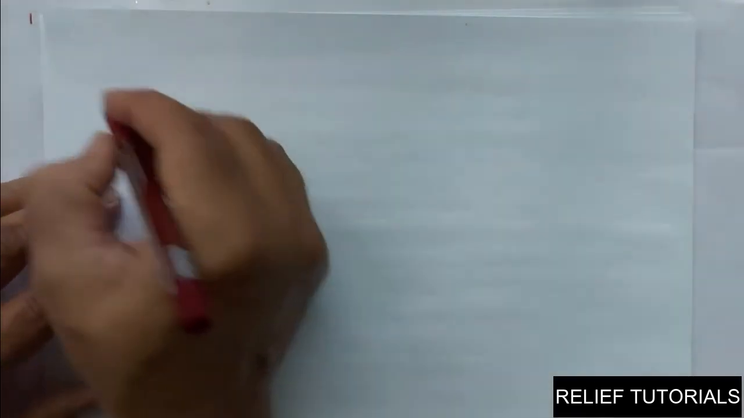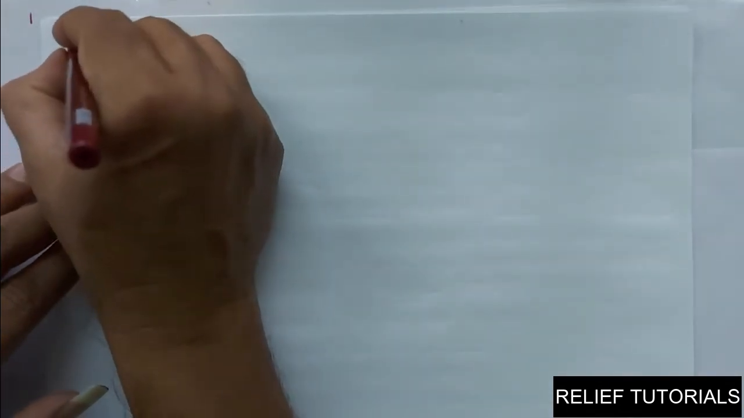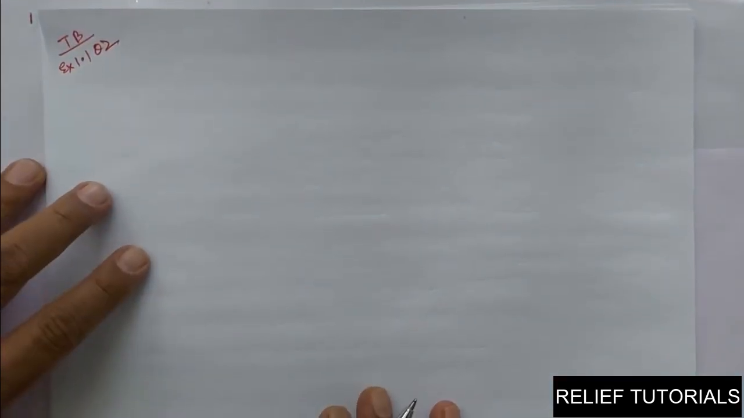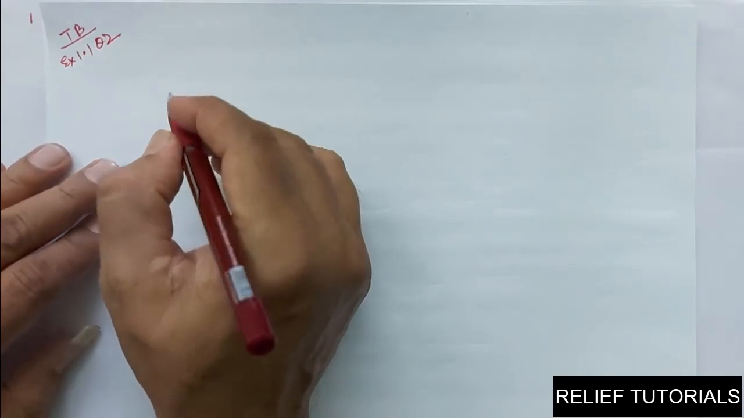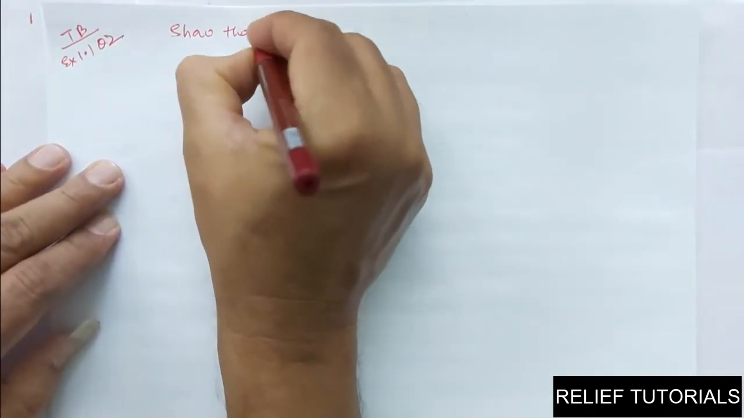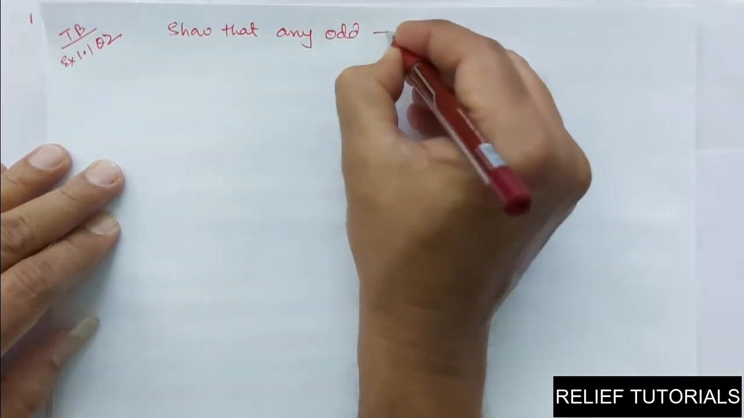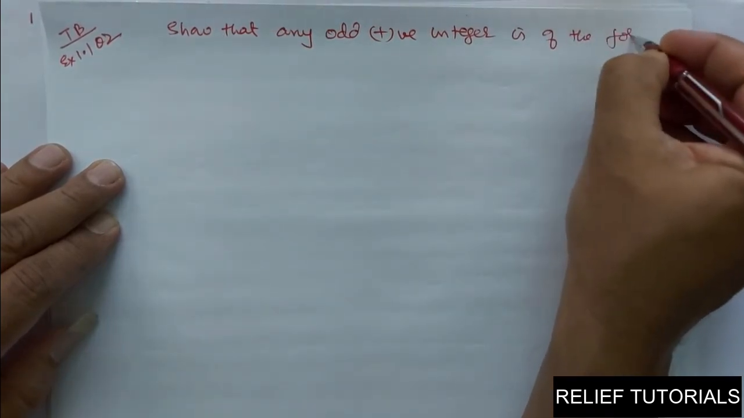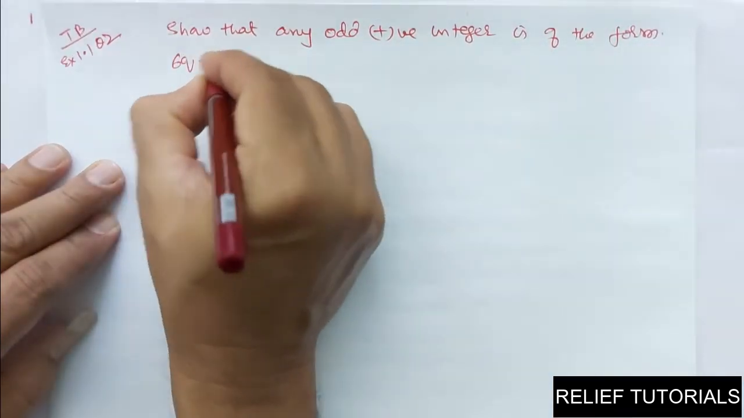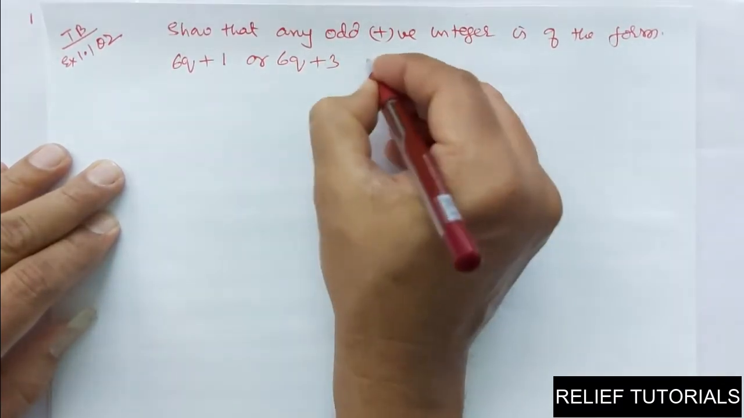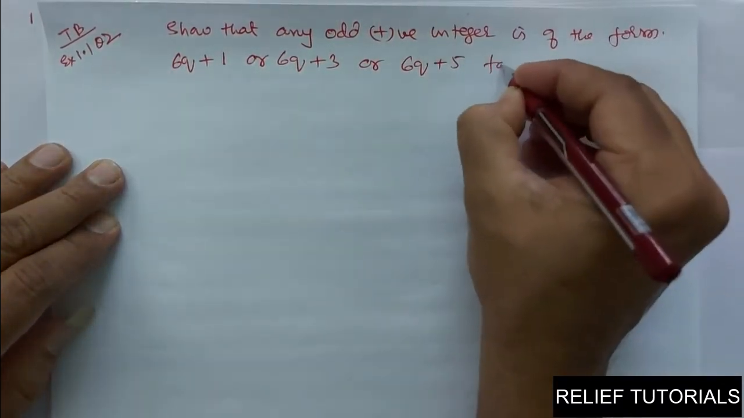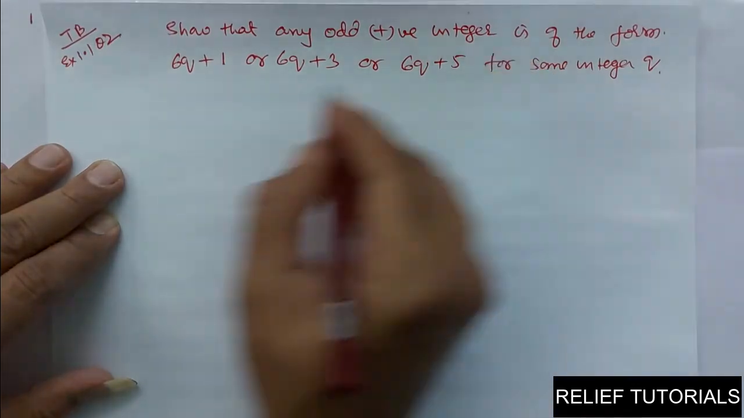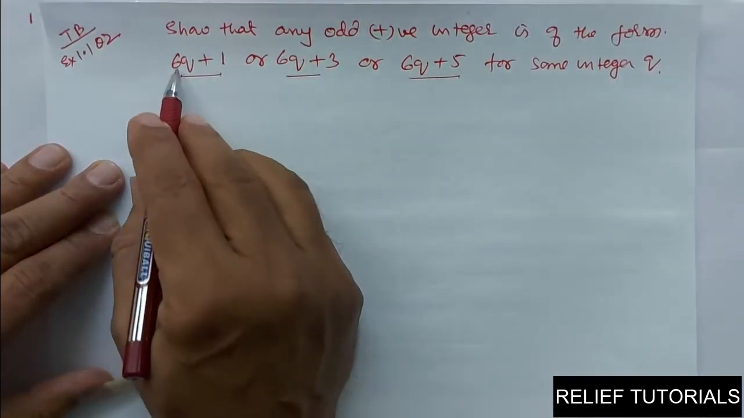Last problem. This is textbook exercise 1.1, question number 2. Clear? See what is given here. Show that any odd positive integer, same problem, is of the form 6q plus 1 or 6q plus 3 or 6q plus 5 for some integer q. So any odd positive integer is of this form. So looking at this, bq plus r.